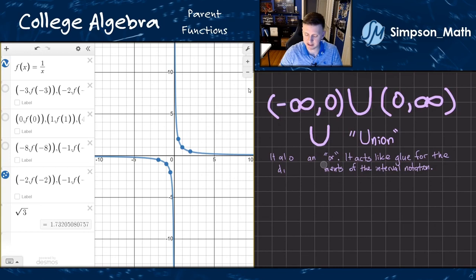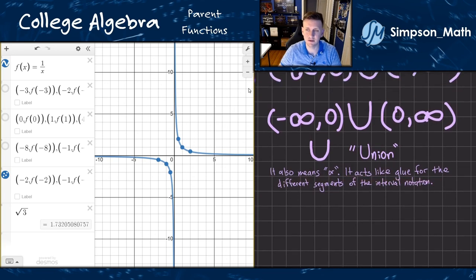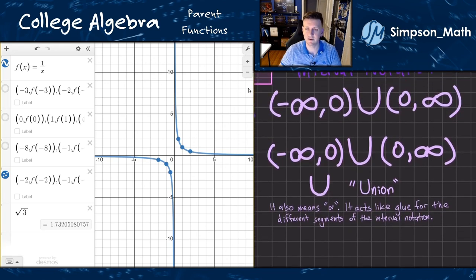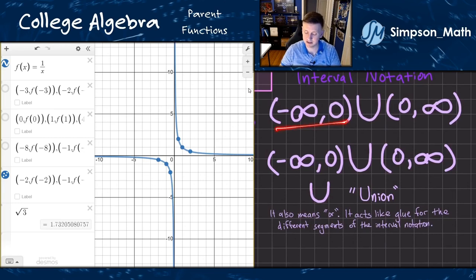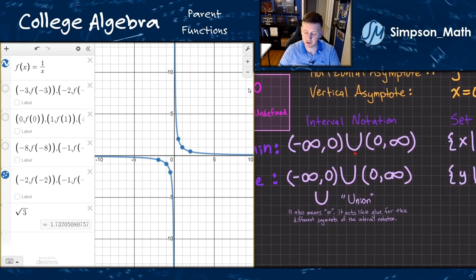In some contexts it also means or. So it's that idea, like x could be here or x could be here. Informally, I encourage students to think of it like glue. It just glues together the different segments of the interval notation. So I have this piece and I have this piece, and this is just a little piece of glue holding them together. And again, the same thing happens on the y. Negative infinity to zero, a piece of glue holding it together because we hop over the zero, then zero to infinity. So this union does not have to be just one little unit size. It could be a whole host of large numbers. It's just a piece of glue that glues them together.